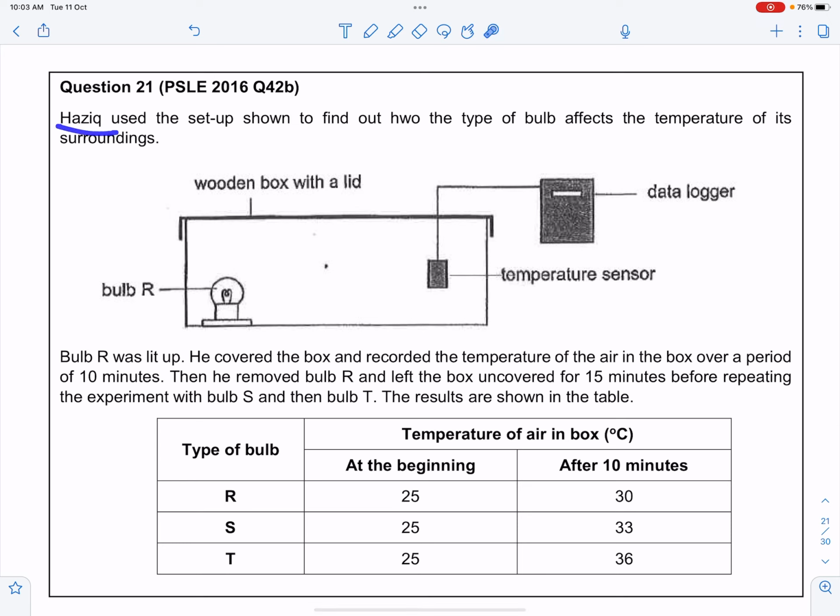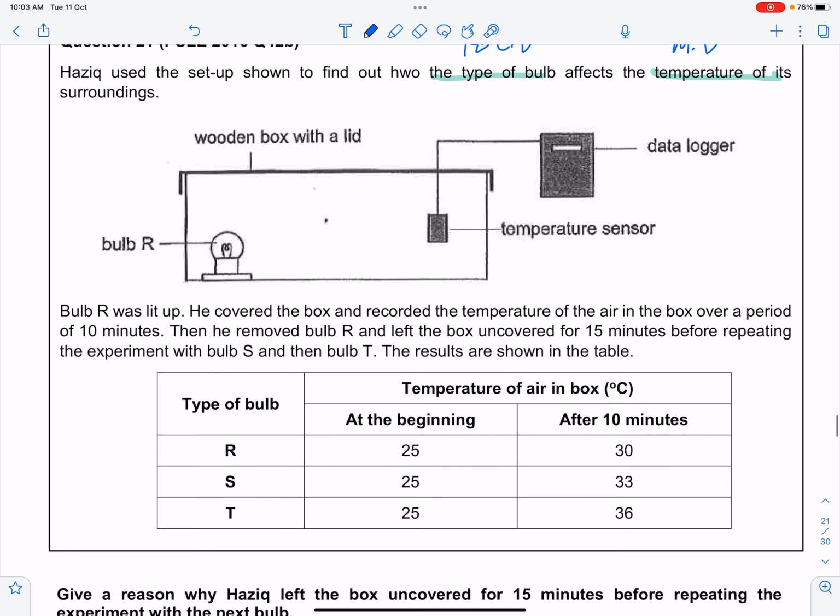Next, Haziq used the setup to find out how the two types of bulbs affect the temperature of its surrounding. So two types already tells me that this is the change variable, and my measured variable is probably going to be temperature of surrounding. Now bulb R was lit up. He covered the box and recorded the temperature of the air over a period of 10 minutes. He then removed bulb R, left the box uncovered for 15 minutes before repeating the experiment with bulb S and then T. The results are shown in the table.